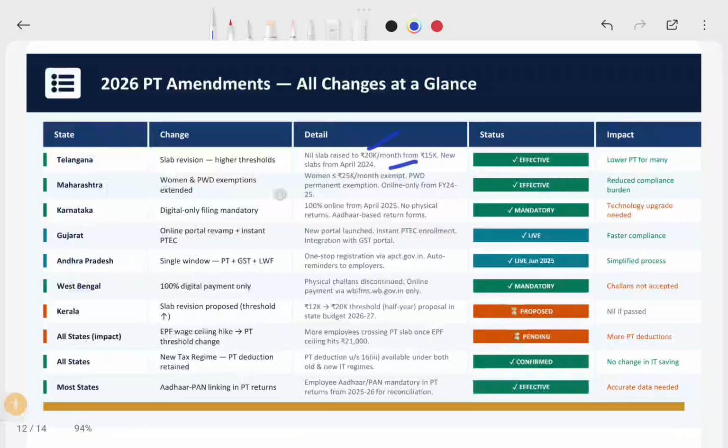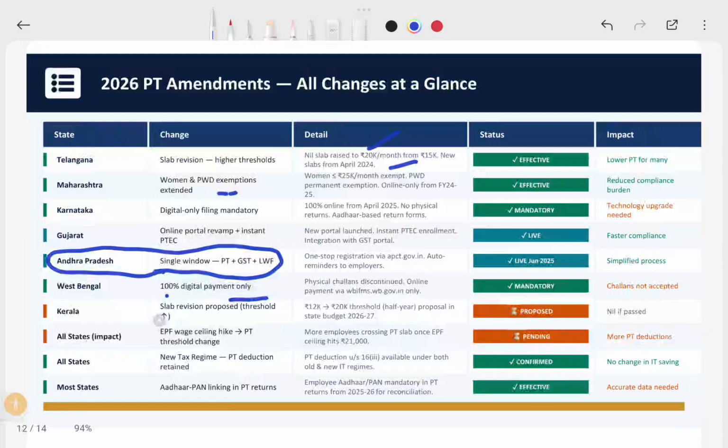And in Maharashtra, they have given some exemptions to women and widows. In Karnataka, only digital filing is available. So these are the state amendments recently in 2026. In West Bengal, 100% digital payment only, so they don't need cheque payments there. In Andhra Pradesh, they created a single window for PT registration and labour wages fees.